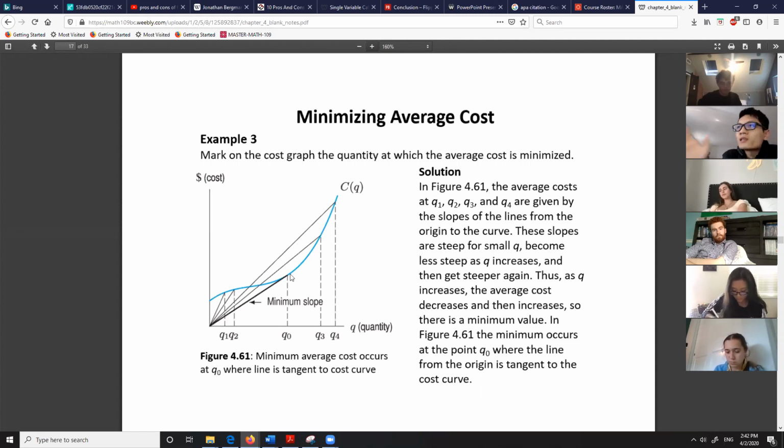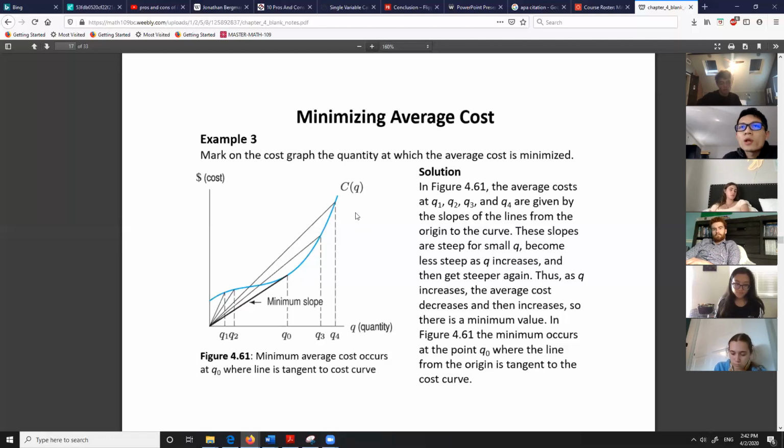Remember that the tangent line is a line that is touching the curve only at one point, and it's not crossing or cutting the curve. You see that this line right here, and right here, they all cut the curve. But except the last one, it is passing through, touching the curve, and this is the tangent line to the curve. So in other words, in order to find the location that gives you the minimum value of the average cost, we draw a tangent line to the curve and connect that to the origin.